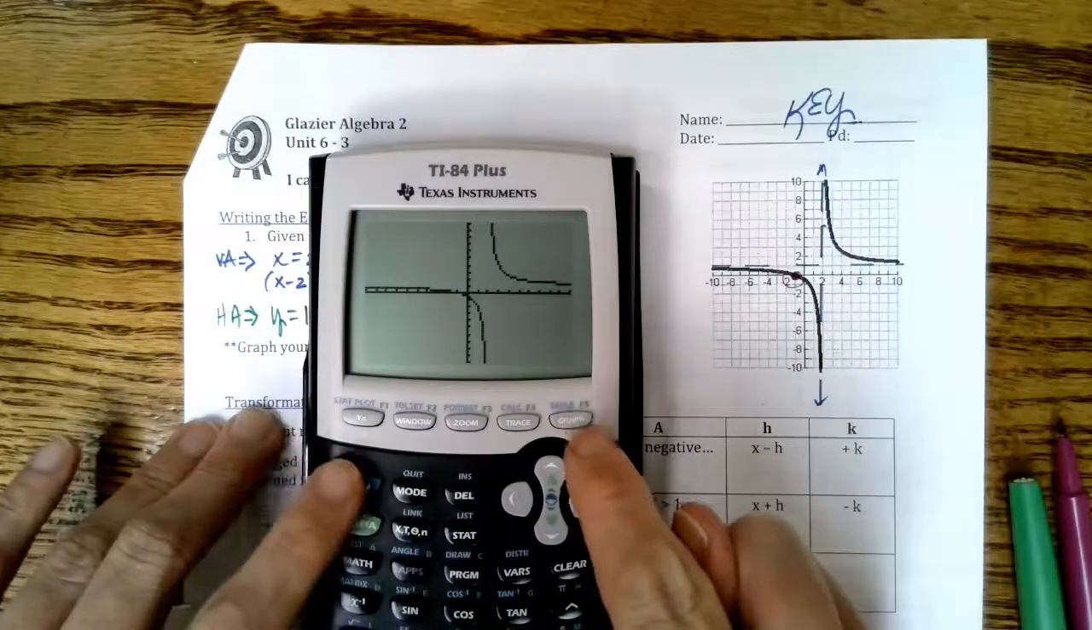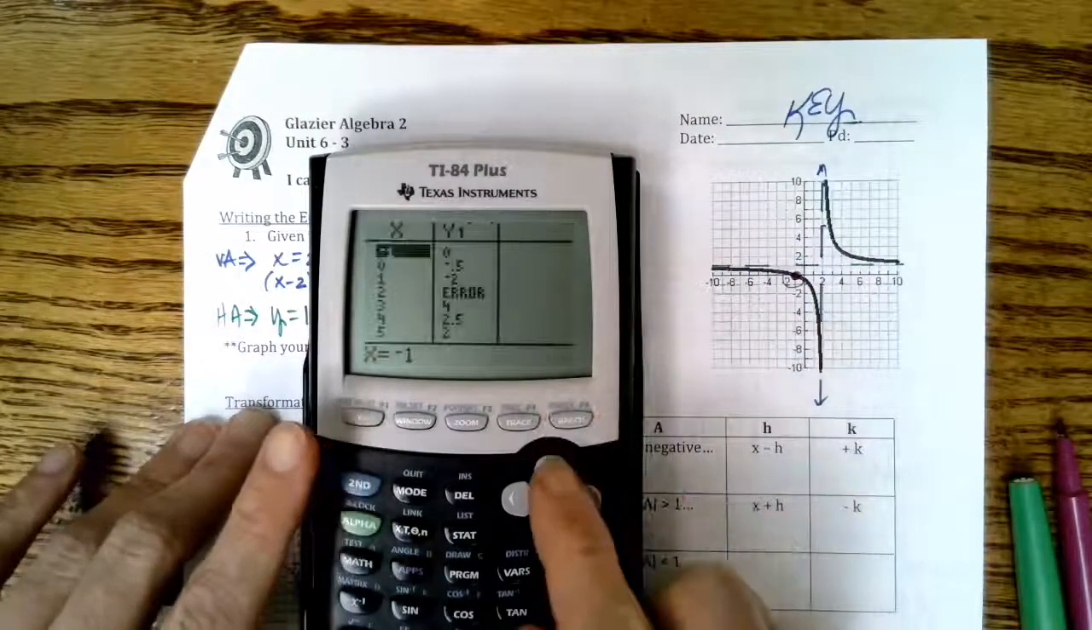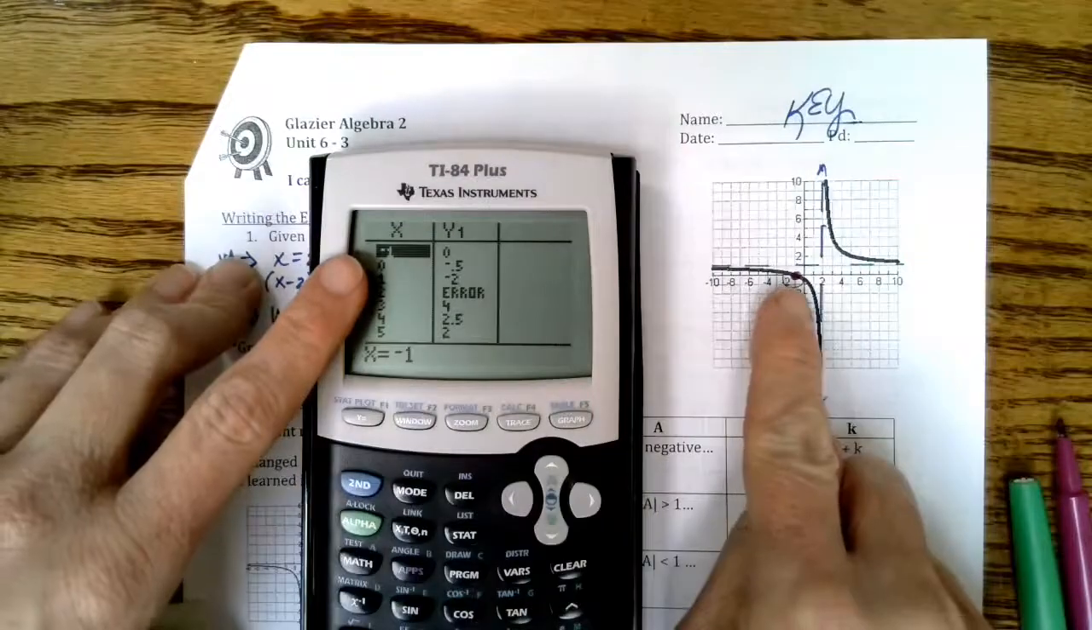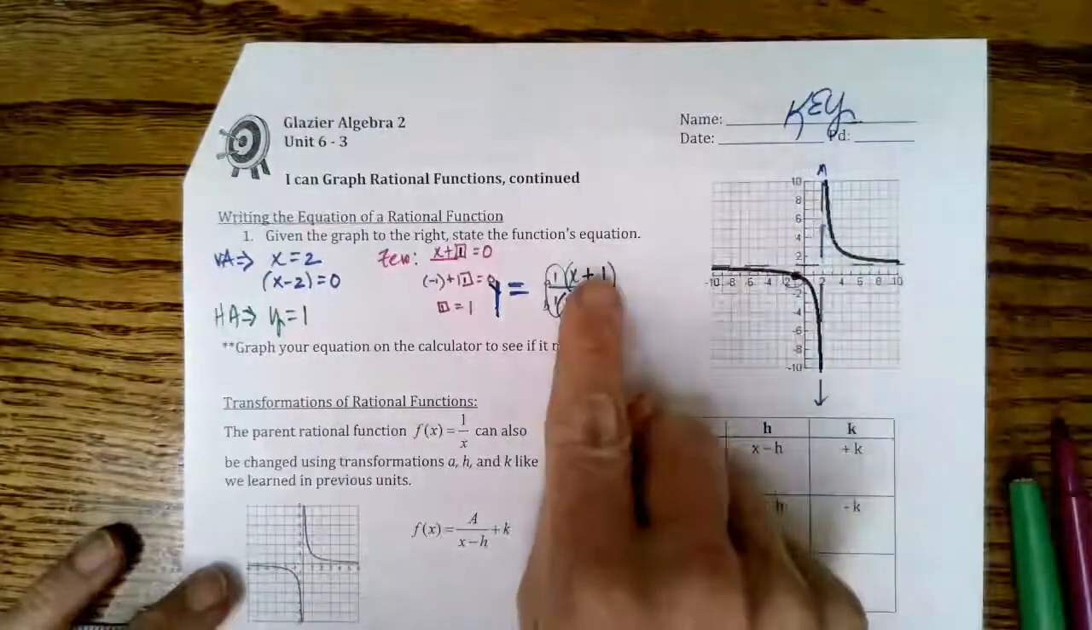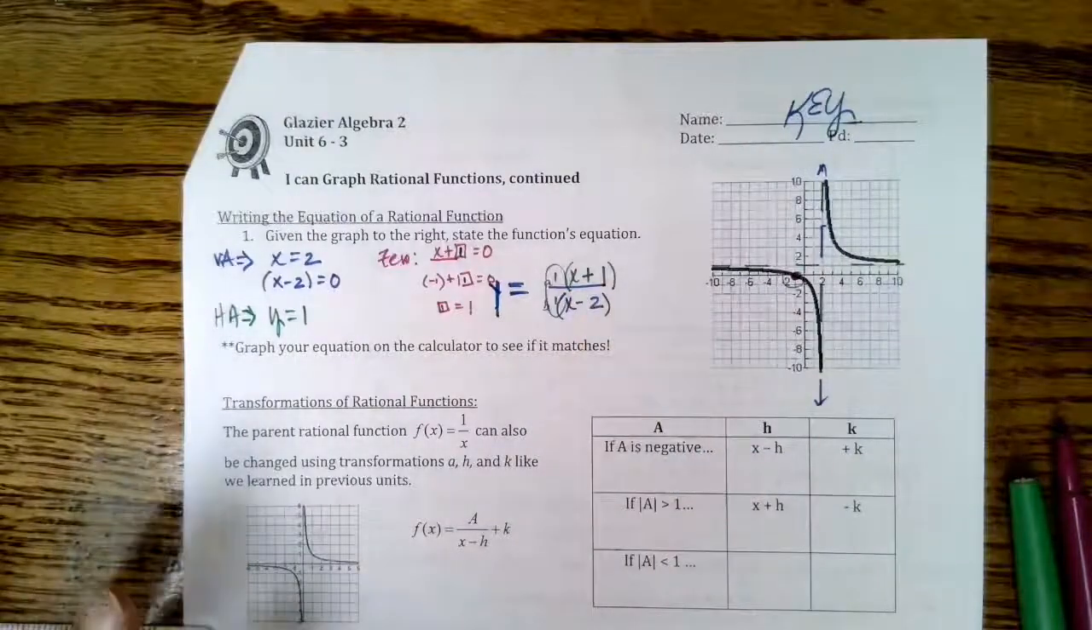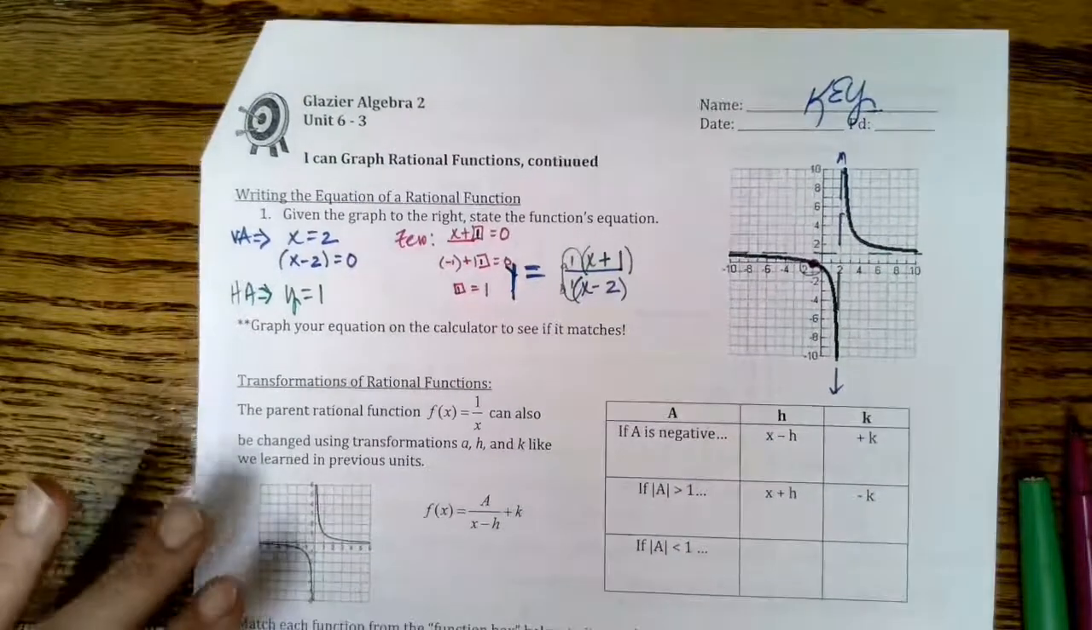And I can look at my table of values. Negative 1 going in is giving me an output of 0. So making sure we get this is important by using our intercepts.